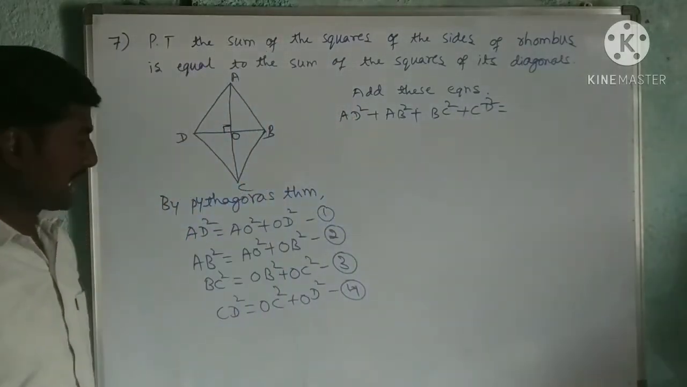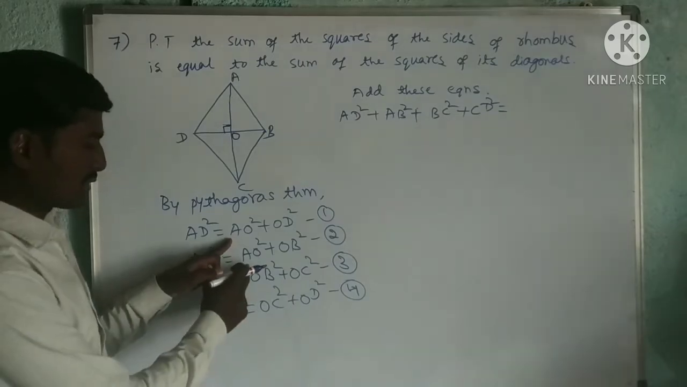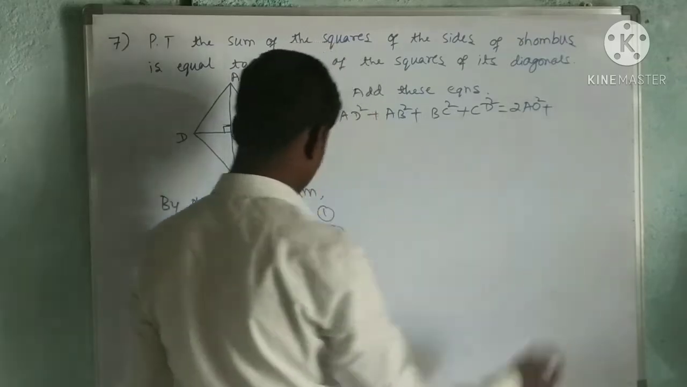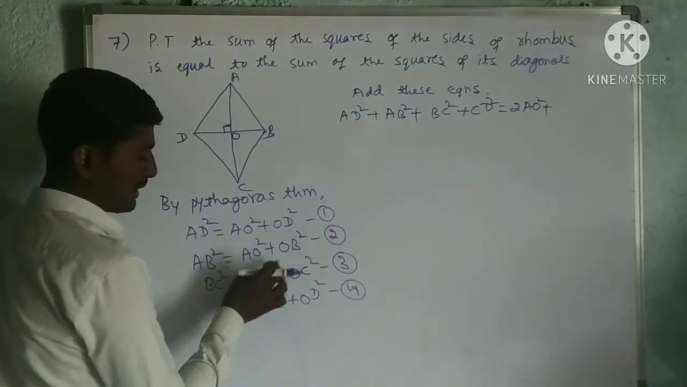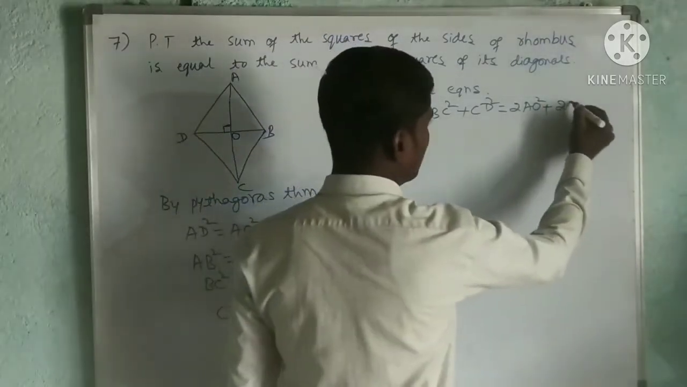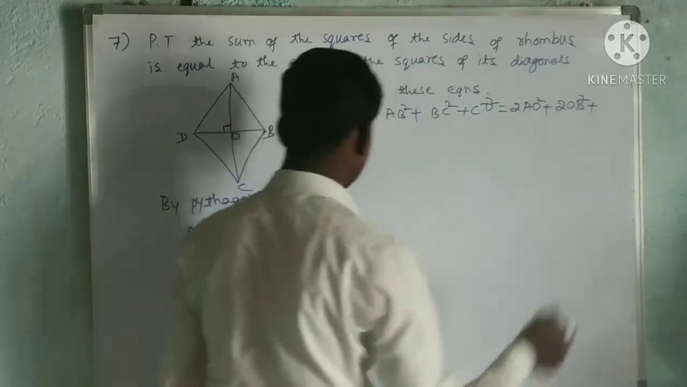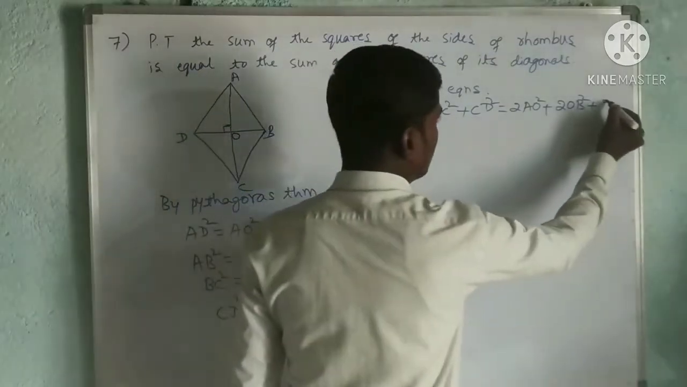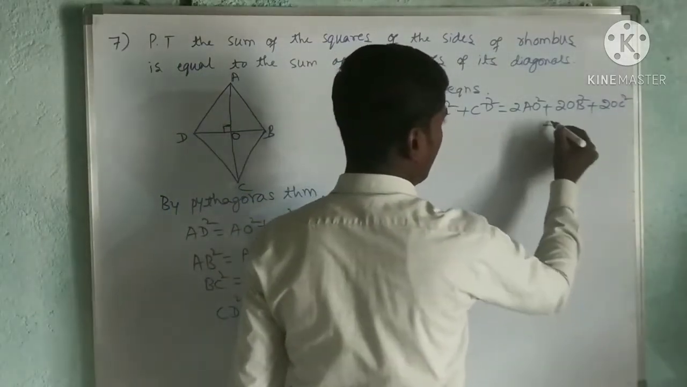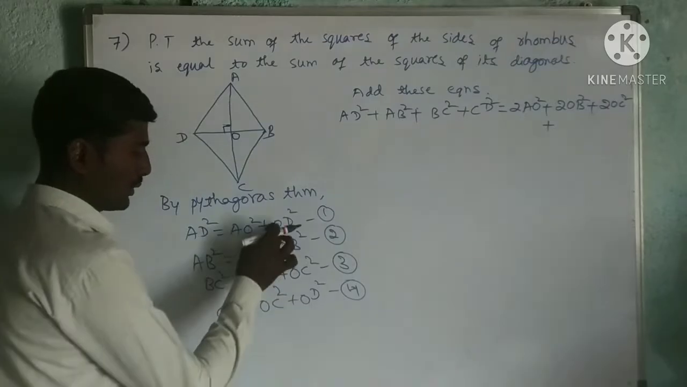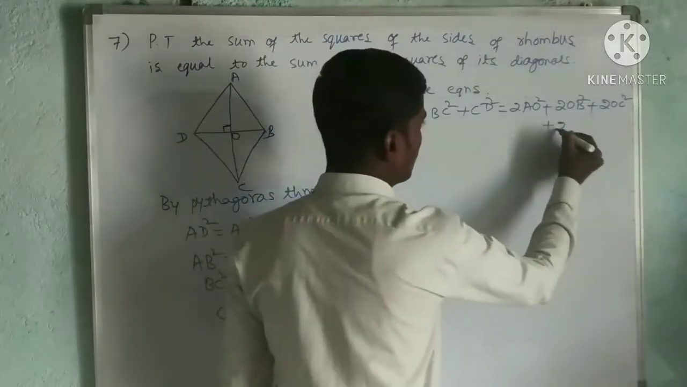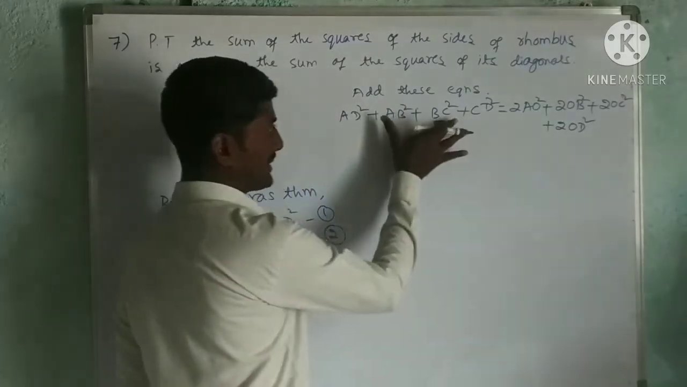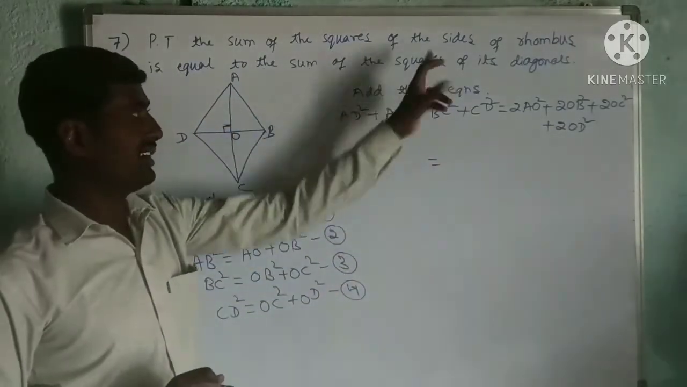Then right side I have to add. Here AO square, here also AO square. That is 2AO square plus OB square and OB square, that is 2OB square plus then 2OC square plus the last one, OD, 2 ODs, 2OD square. Now this is equal to, left side I keep as it is because I want this only.